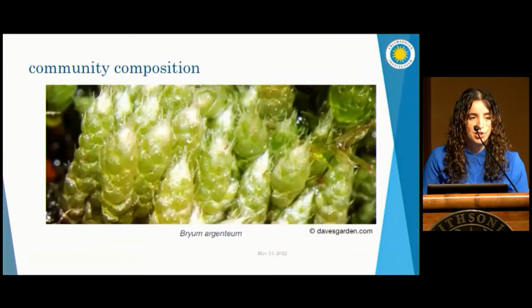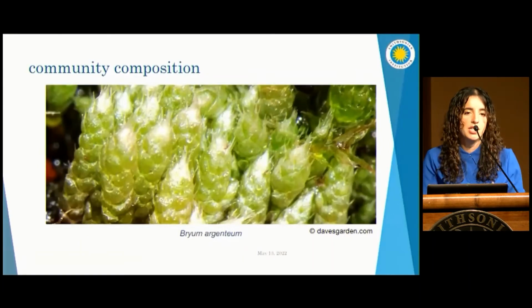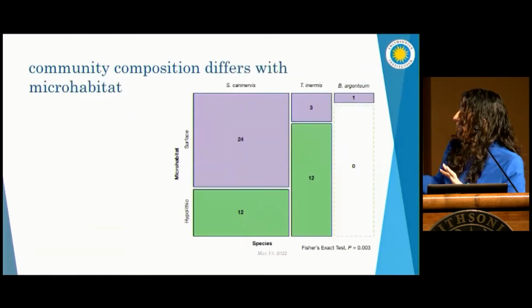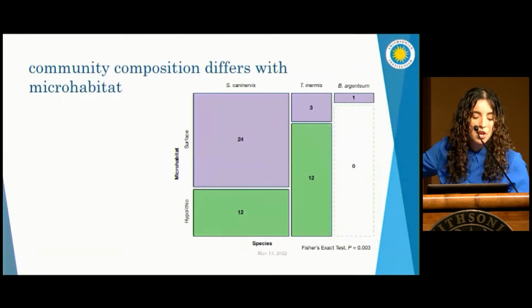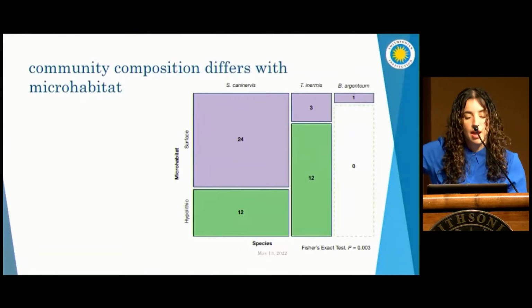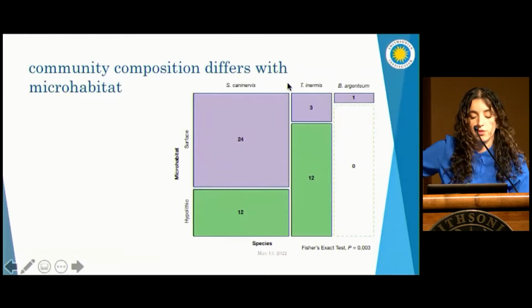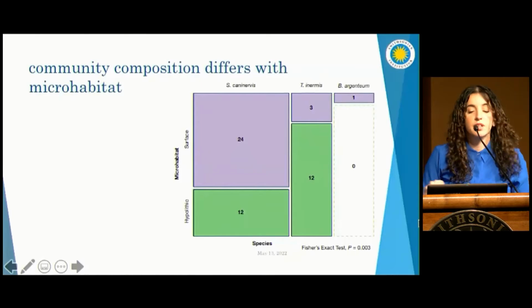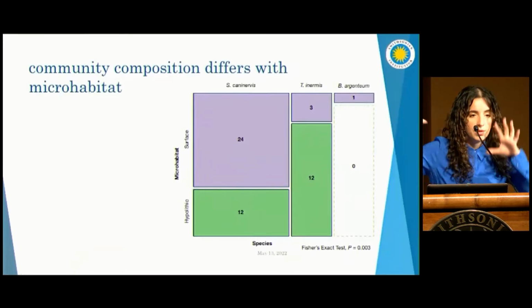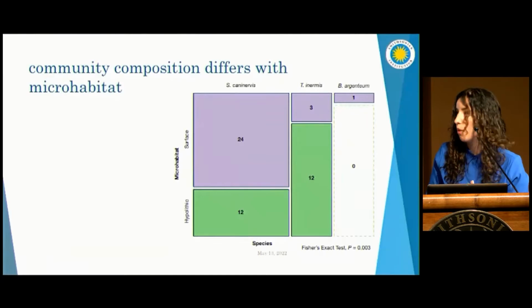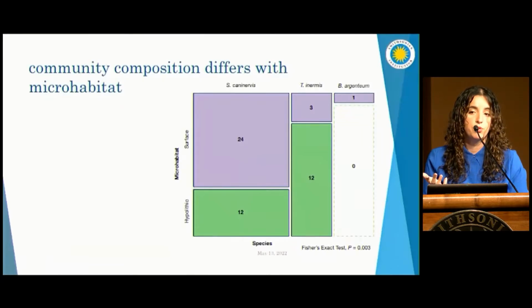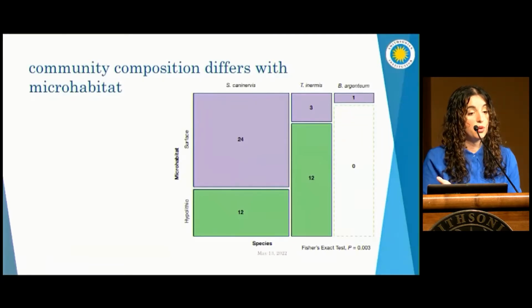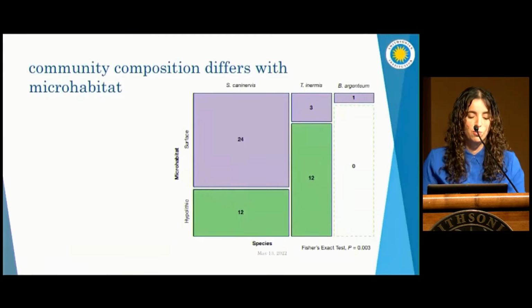There was also some Bryum argenteum, which is frequent in low abundance in the desert, so I don't have much to say about it. This is a visualization of the community there. The purple on the top is the soil surface, and the green is hypolithic, and then the three columns, Syntrichia caninervis, Tortula inermis, and Bryum argenteum. So as you can see, the size of the box tells you kind of how many samples. Syntrichia caninervis was pretty abundant and more so on the surface, and the opposite is true for Tortula inermis, much more abundant under the quartz rock, and the Bryum argenteum was found just once.